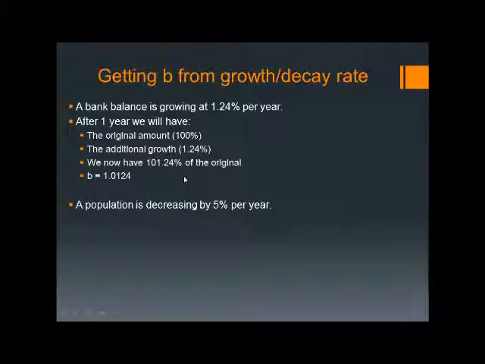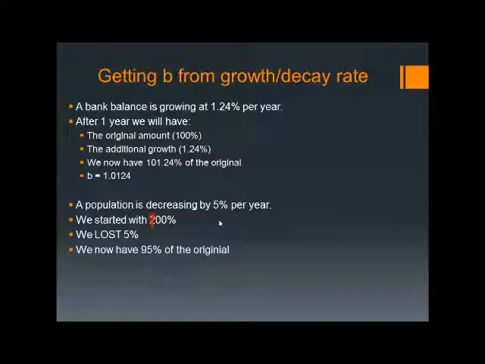Another example. So we have a population of something that's decreasing by 5% a year. So we started with 100% of what we had. We lost 5%. So we are going to have 95% left. Okay. Change 95% to a decimal. Our base is 0.95. The base is kind of telling you the percent that is remaining, or the percent that we are going to have at the end.